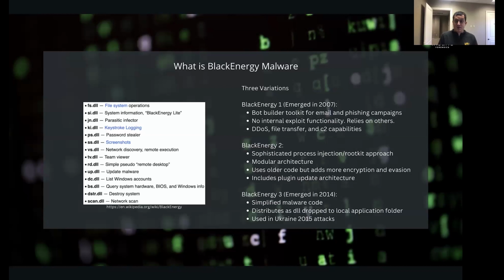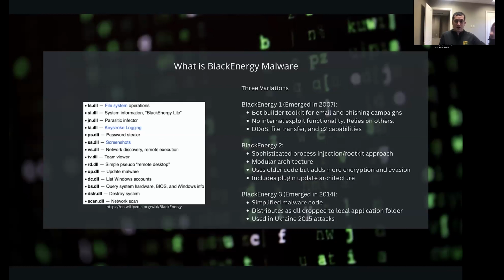BlackEnergy 3 emerged in 2014, around the year before this event. It greatly simplified the malware code, with a lot of good software engineering, if you will, on the attack side. It changed how it distributes, so it actually distributes as a DLL. It's easier to use, both manually and in automated toolkits. And this was the version that was used in the Ukraine 2015 attacks.